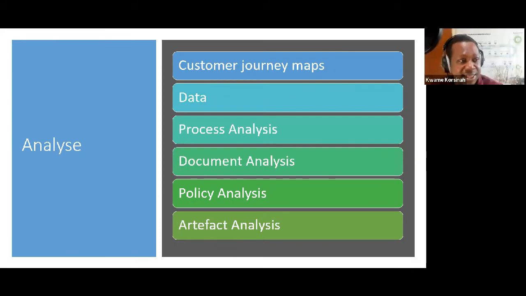So here are the key things we said we would analyze: the customer's journey map, the data we hold, the processes, the documents, policies, and other artifacts. And our focus on the analyze stage is being able to draw insights. Without insights, we can't solve the customer's problem. And we need to measure what's currently happening to help improve the process. And it's the second stage of the design thinking process.